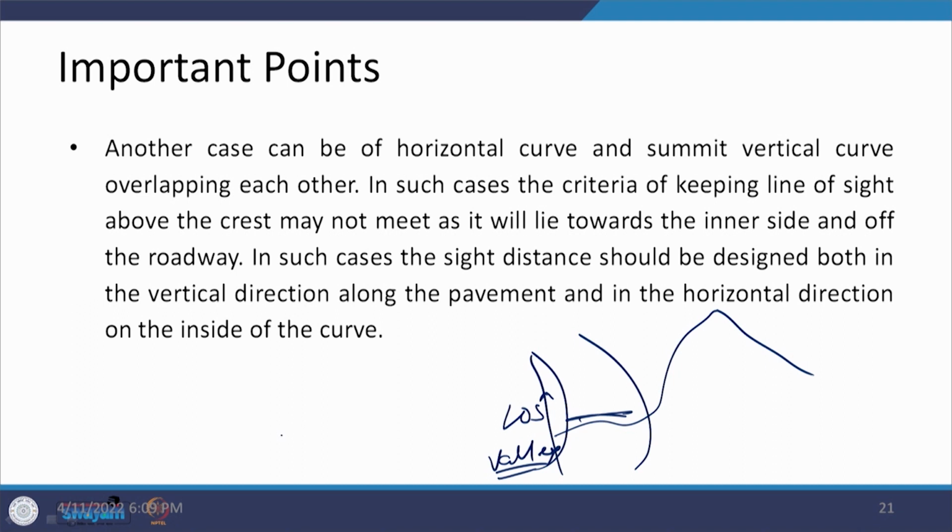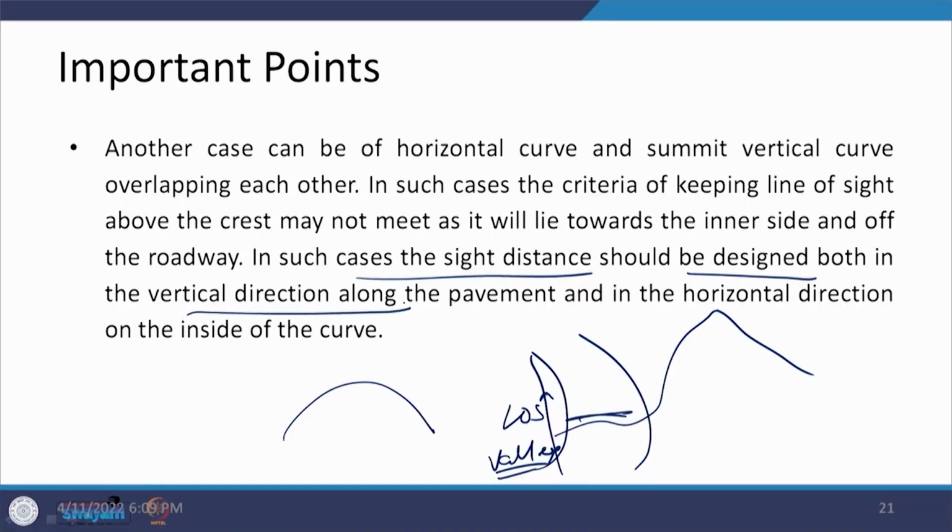Another problem is that there is a vertical movement also here. You are going up, and at the same time there is a turning. So, how to coordinate these two? In such cases, the sight distance should be designed both for the vertical direction along the pavement as well as the horizontal direction on the inside of the curve. Both have to be looked at separately and ensured to be available, then only can safety be ensured at the design speed of the traffic.